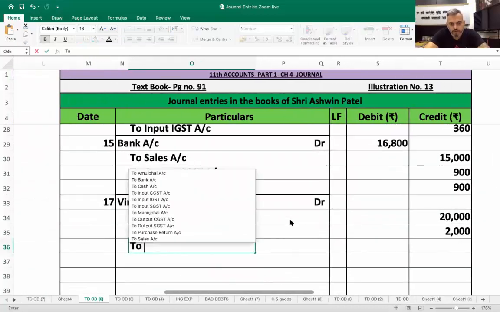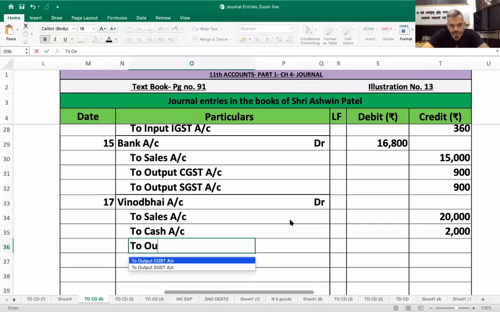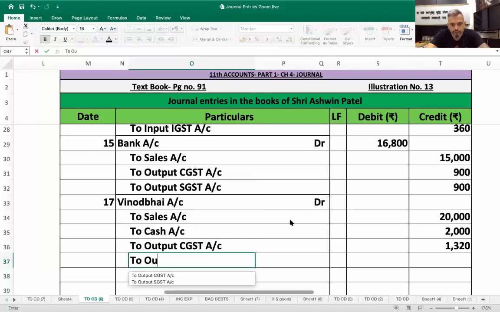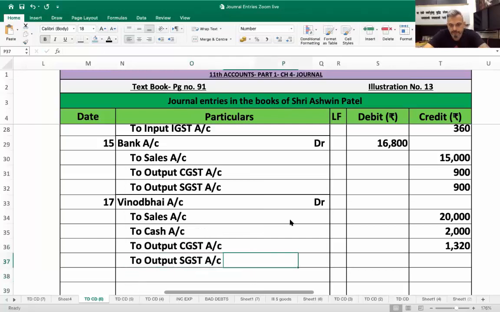Now 2. It is output CGST, calculate करो 22,000 पे 6%, 1320, and to output SGST 1320. Do the total. How much we have to take from Vinod Bhai? 24,640.